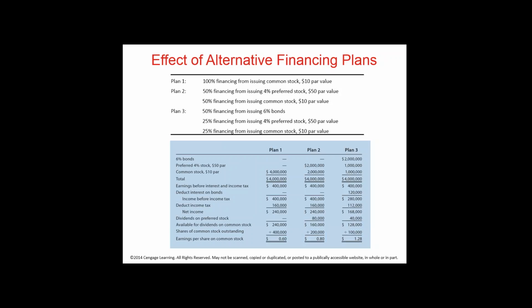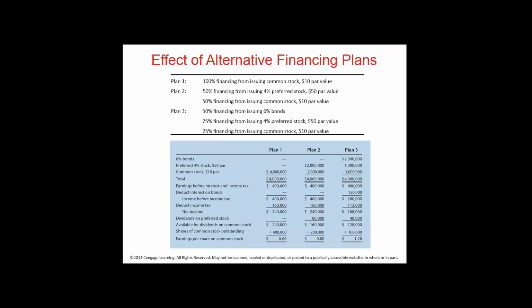common. In Plan 3, we're going to use some debt financing, and we're going to issue preferred and common stock. So our debt financing is going to be $2 million. Preferred is only $1 million, and common is only $1 million. That's 100,000 in actual shares. Now run down through.